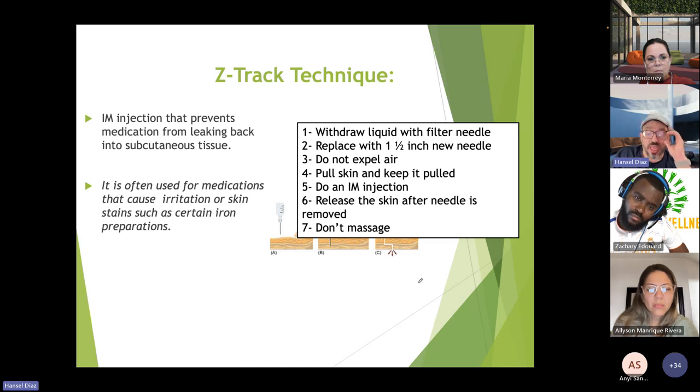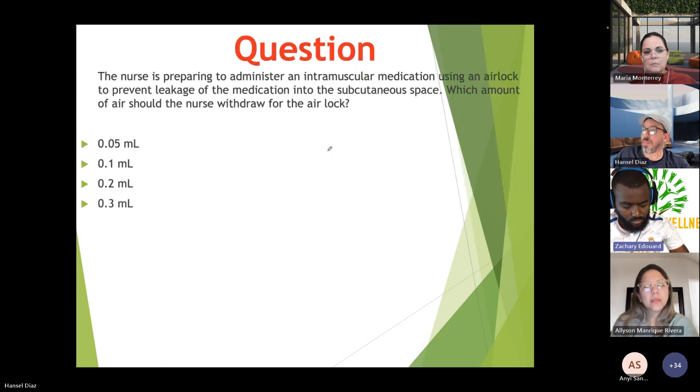If you want to really see how Z-track is done, just Google it or look on YouTube, and you'll see many examples of the Z-track technique. In case you ever get an order, I want this medication, use the Z-track technique. Especially for iron preparations, if you're working in very specific areas, right?